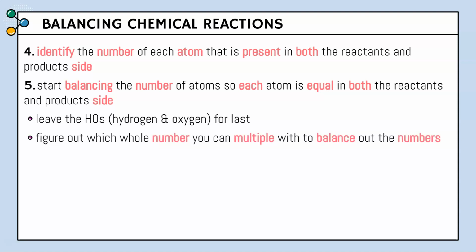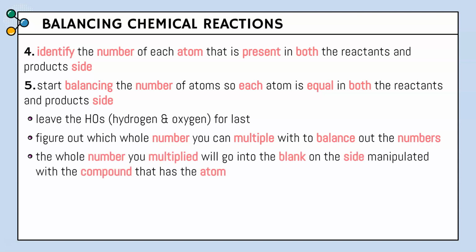And to balance out these numbers, you would figure out which whole number you can multiply with to balance out those numbers. We're only looking at whole numbers and we're multiplying. And the whole number you multiplied with to get those numbers equal, that will go in the blank on the side manipulated. So if you're multiplying on the reactants, it'll go on the reactant side. If you're multiplying to the products, it's going to go on the product side. And it's going to go with the compound that has that atom. So if you're changing magnesium, you want to make sure it goes next to the compound that has magnesium.